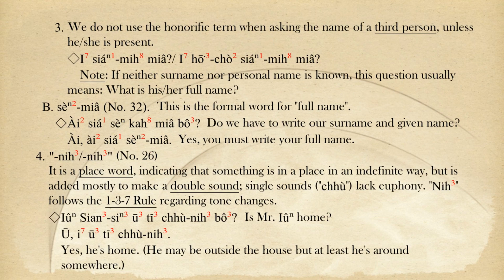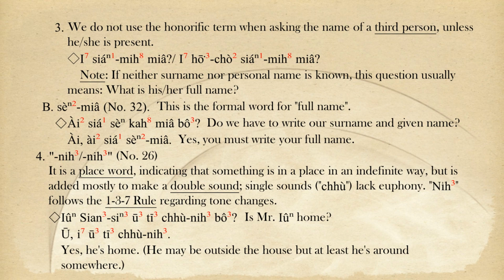The third point. We do not use the honorific term when asking the name of a third person, unless he or she is present. 伊什麼名？伊號做什麼名？Note, if neither surname nor personal name is known, this question usually means, what is his or her full name?